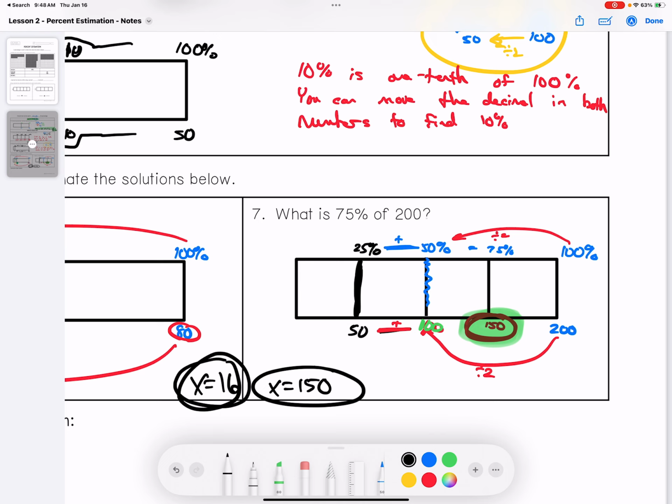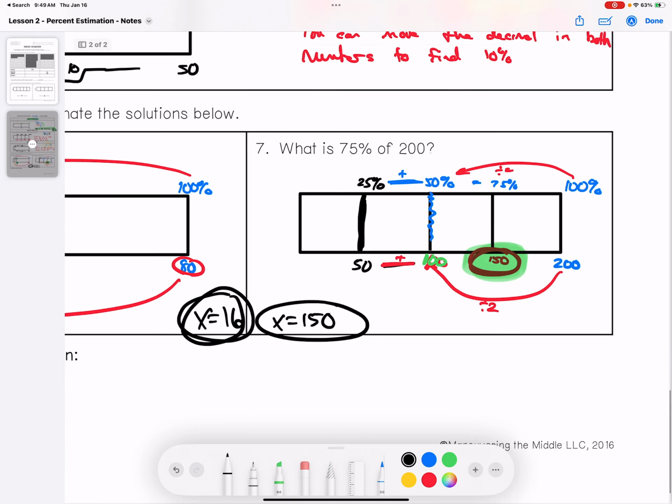Now, I do want us to think about it a different way. With 200, we can do it in tens. When I break percentages apart, guys, I break it into tens. So I know that in 75%, there are 7 10%s. That makes 70%. And then there's one 5%.